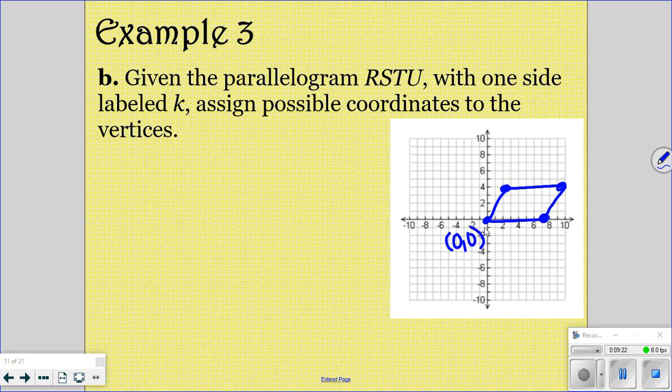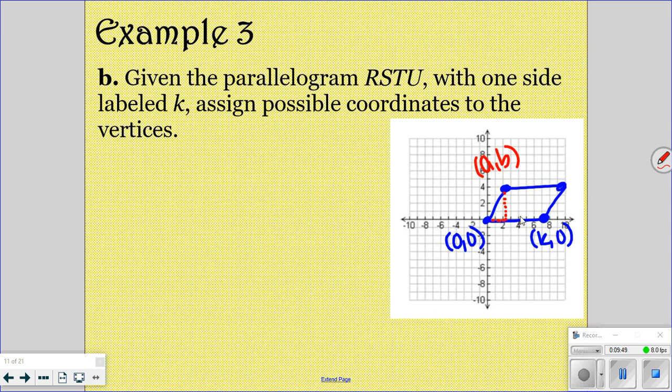So 0, 0 would be the first one. And it says one side is labeled K. So this length is K. So we'll go over K and then up nothing, because we're on the x-axis. And then this one right here, we went over a certain amount and then we went up a certain amount. And I don't know how much either one of those are. So I'm just going to say A and B. I made up A and B.